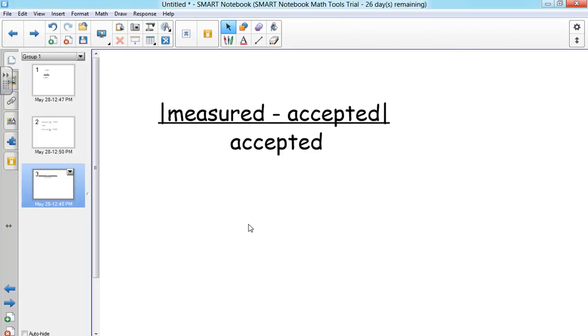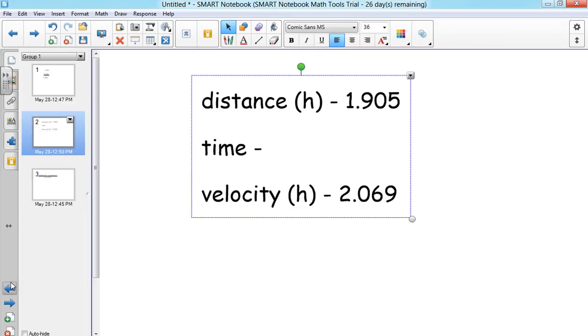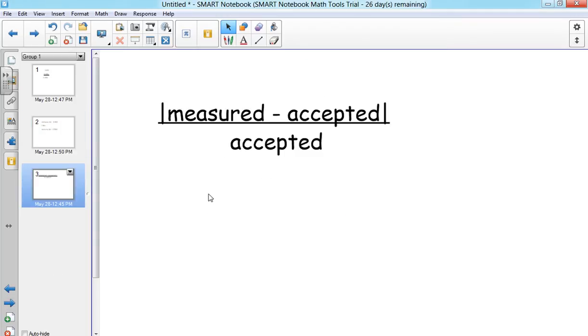Now what I'm going to ask is for the measured value right here. This represents the calculations you did on the competition day. Your accepted value, I want your accepted values to be what you've done here in the computer program, what we've calculated here. So in the particular case of distance being 1.9 and velocity equal to 2.069. You're going to use this formula here to figure out your percent error. And for some of you, yes, you can have a percentage error over 100%.